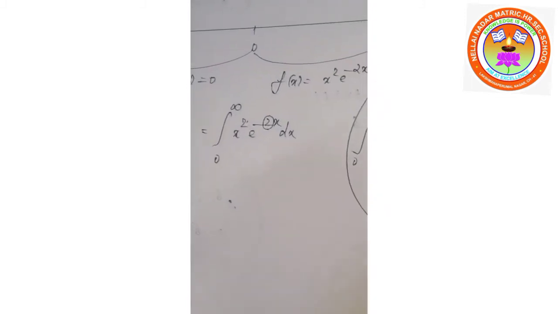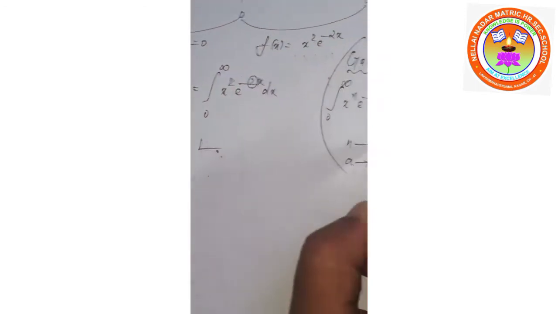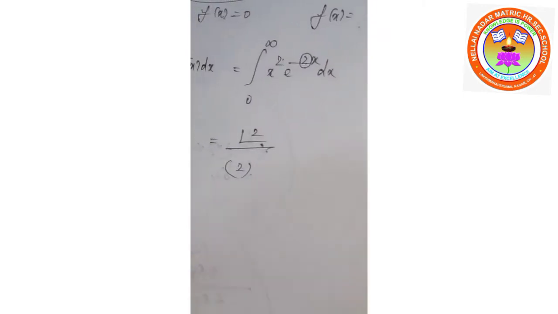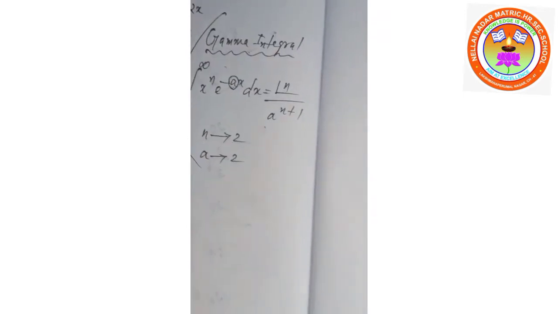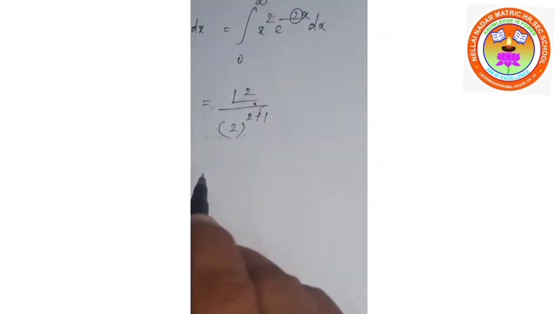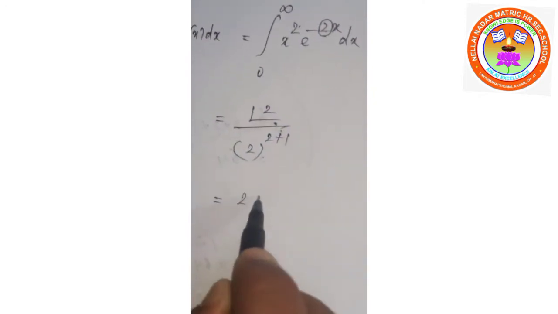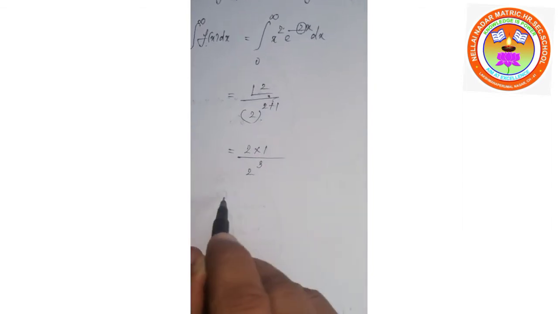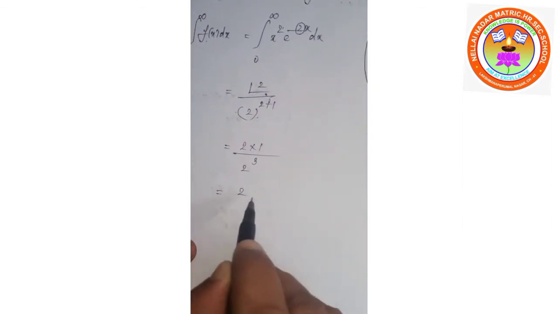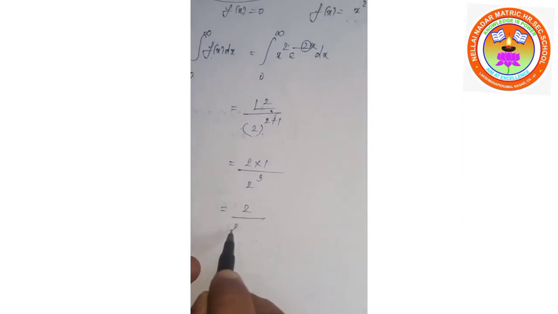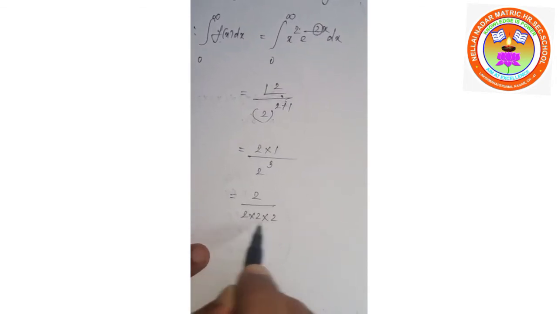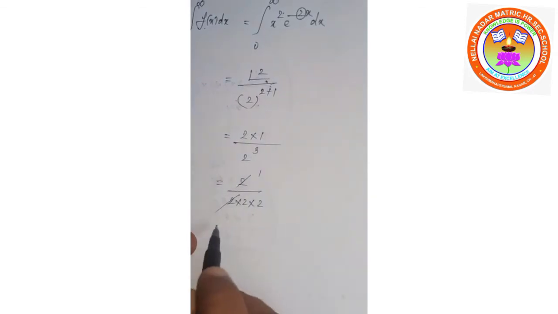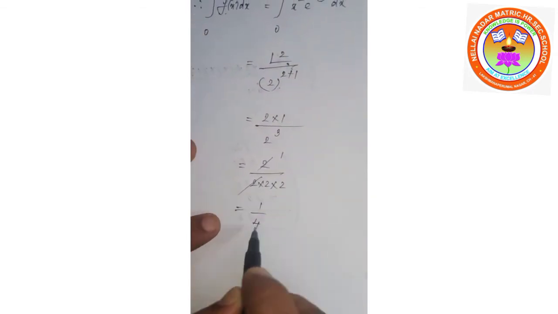Substitute in the formula. Factorial n, n value is 2, divided by a power n plus 1, n value is 2, so 2 plus 1. Have to simplify. Factorial 2 is 2 into 1, divided by 2 power 3. 2 ones are 2 divided by 2 power 3, which means 2 into 2 into 2, otherwise you can directly write 8. 2 gets cancelled. What will be the numerator? 1. So 1 divided by 2 twos are 4.